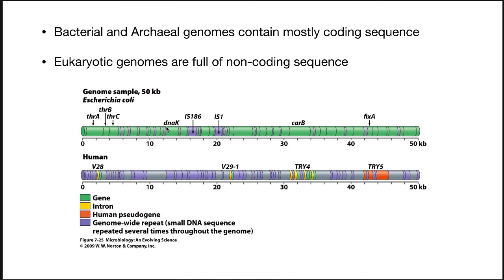Another thing I want you to understand about genomes is that bacterial and archaeal genomes contain mostly coding sequence. So coding sequence is at a premium. Eukaryotic genomes are full of non-coding sequences. And you can see this in this figure, where all the green areas are coding sequences in E. coli. Right? And in a human genome, if you look at another 50 kb region, you can see there are lots of non-coding regions and then these little slices of coding regions. So it's very different.